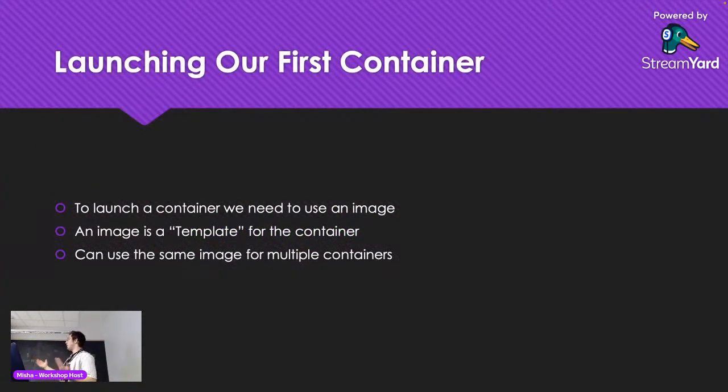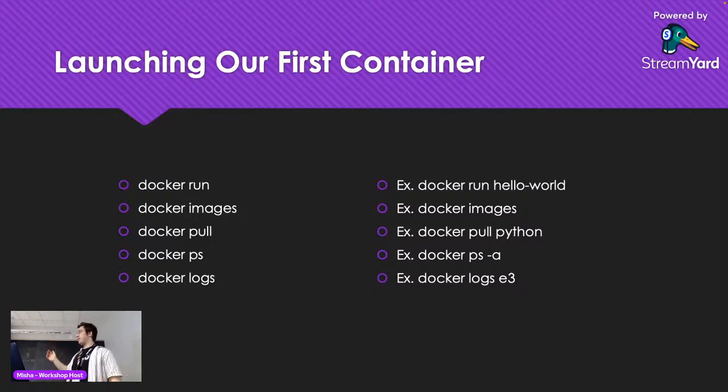First, let's get to launching our first container. To launch a container, we need an image. This is the template I've been talking about. It contains the files that will be used inside the container. We can use it for multiple different containers, which, as I mentioned, are the processes that actually run. So images describe what your container is going to look like, and containers are the actual processes that run.